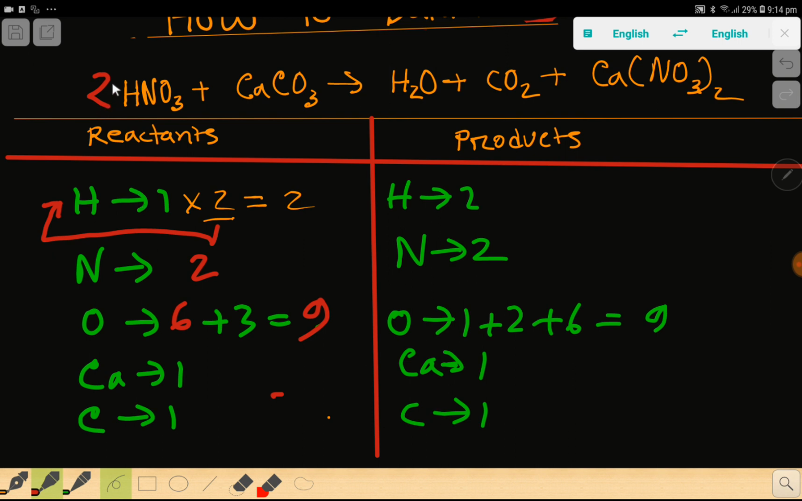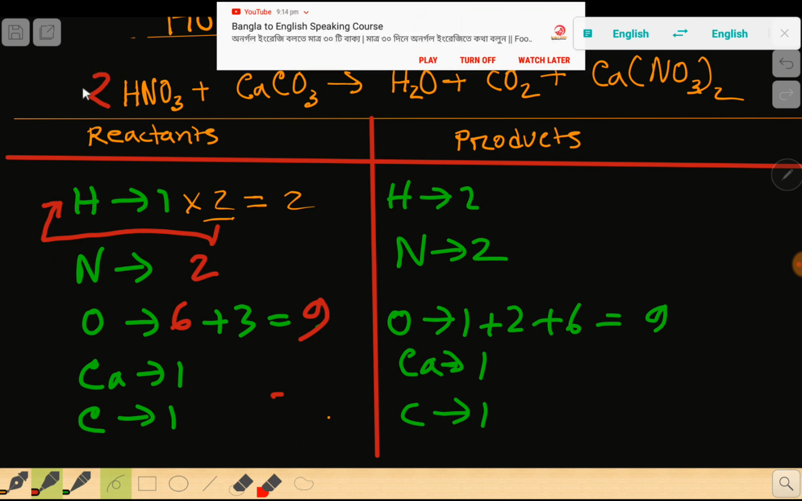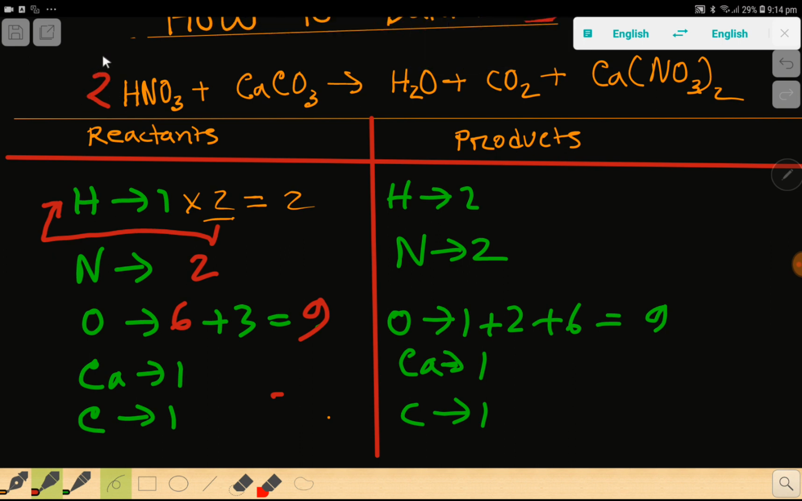So you have to be careful in case of placing 2, because these 2 applies for this and this, right? This is subscript, but this is coefficient. In case of balancing chemical reactions, we usually change the value of coefficient, right? Here the coefficient is 1, here the coefficient is 1, here the coefficient is 1, here the coefficient is 1. If the value of coefficient is 1, in that case we don't usually write 1, right?